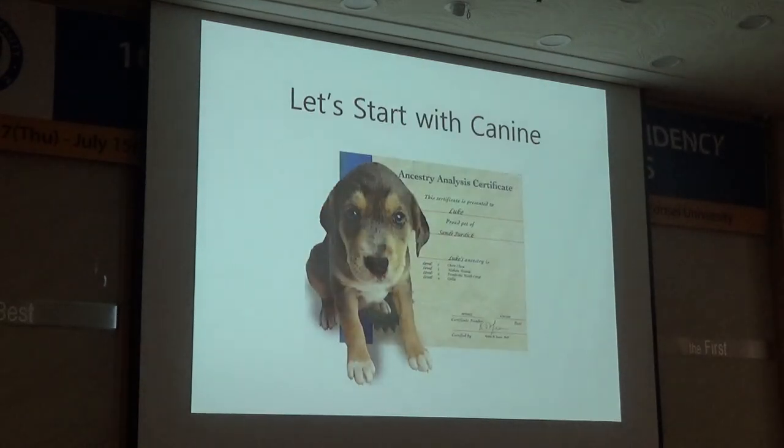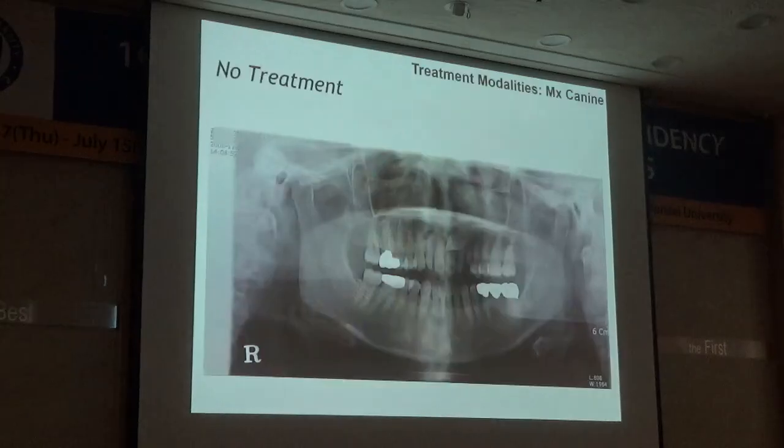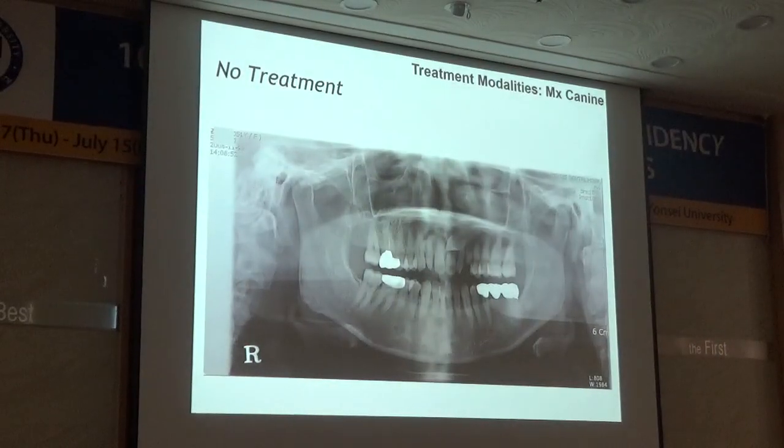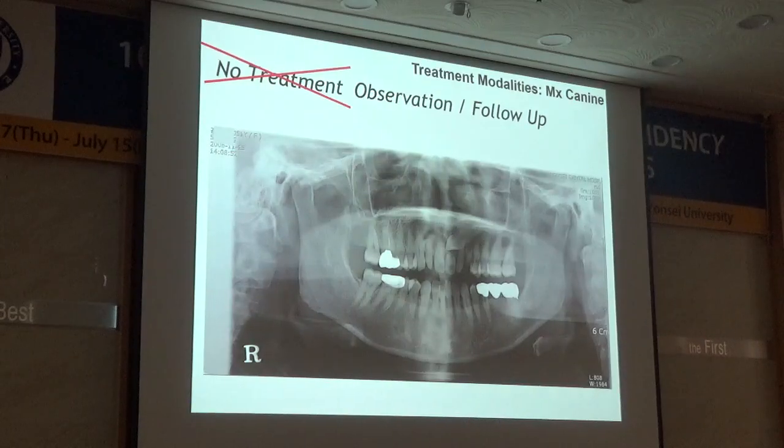I will show you some cases with the canine. This is the first treatment option for the infected canine. Usually we can't talk with this kind of thing as no treatment, but you have to write on your record observation for the follow-up. You should not write the no treatment option in your medical record.